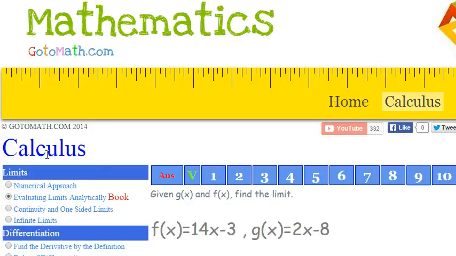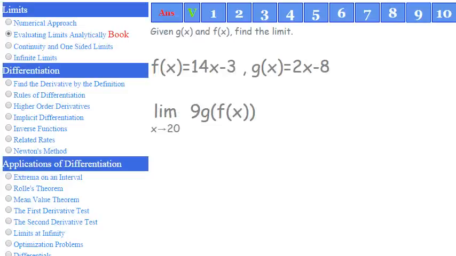We're going to be talking about calculus, and we're looking at limits and evaluating them analytically, over here in this section. We're looking at the composition of two functions and taking the limit.